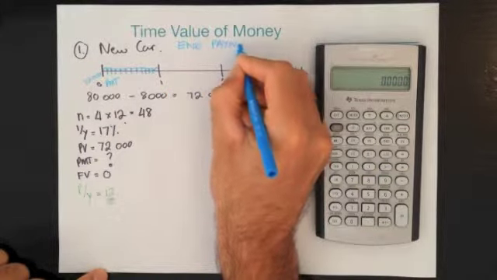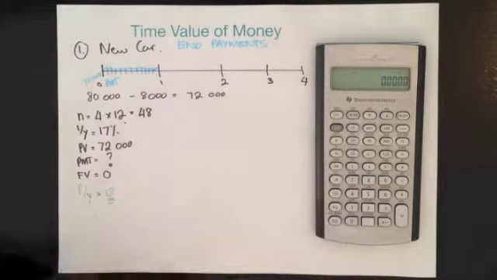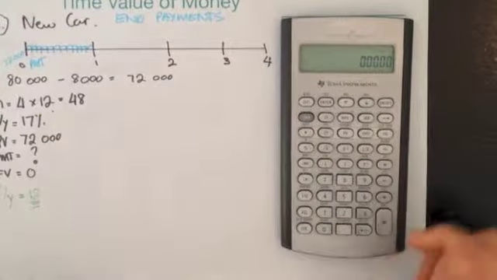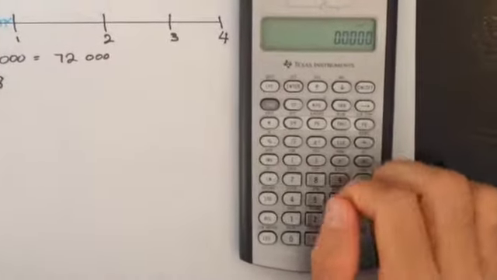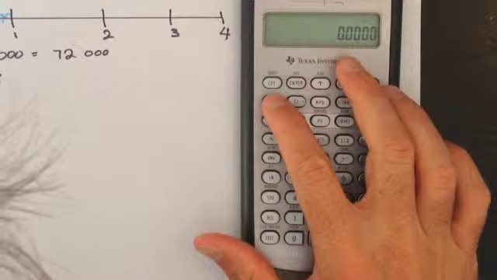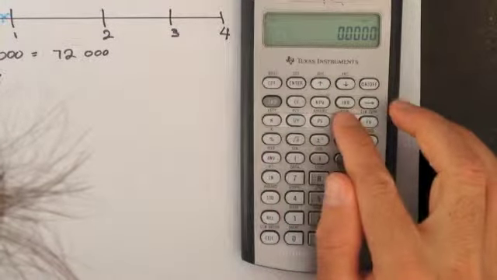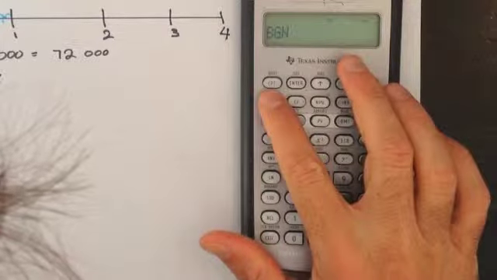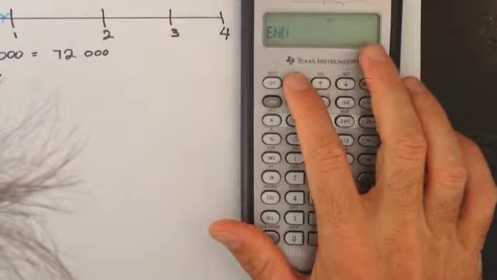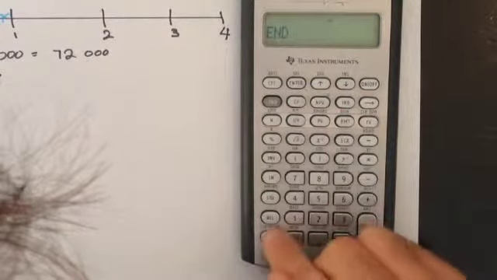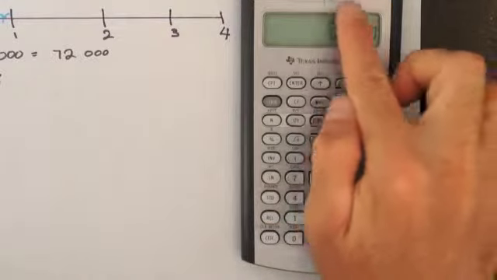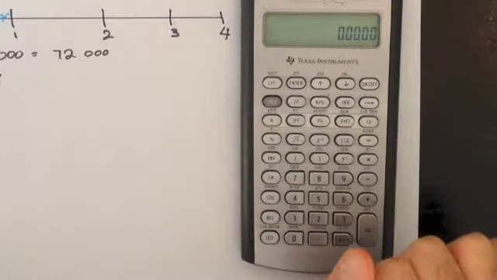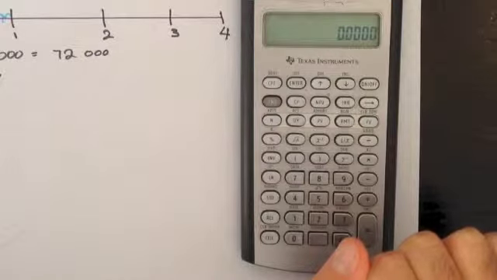This is an end payment problem because it is a loan. So we must make sure our calculator is in end payment mode. We do this by pushing second function beginning end mode, second function set to change it, and exiting out. Now we can see there's no BGN in the top of the screen.